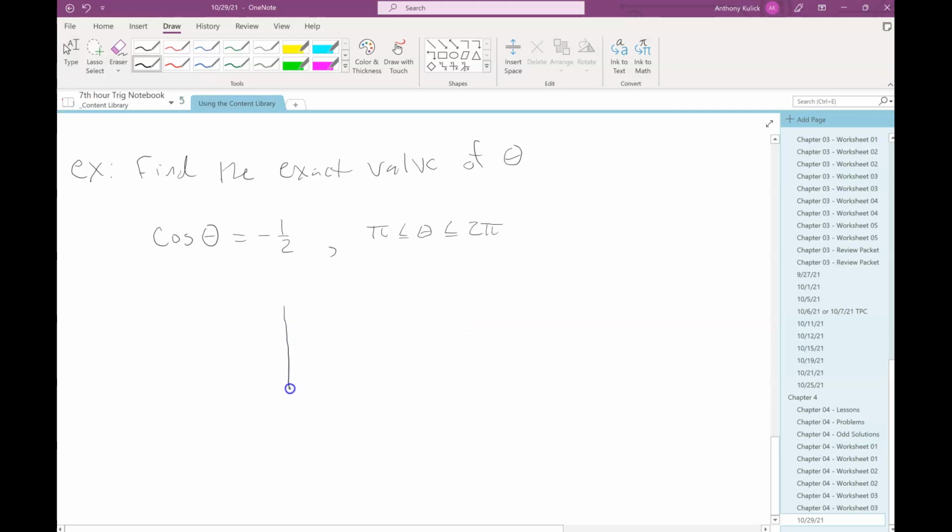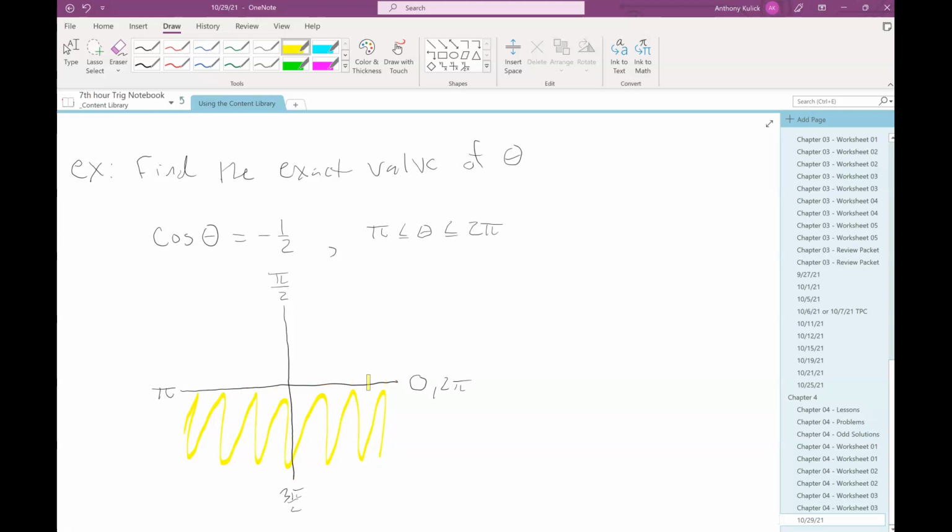So I'm going to start by figuring out where on my xy axis pi to 2 pi is. I'm just going to count around in the positive direction, so counterclockwise. So I go 0, pi over 2, pi, 3 pi over 2, 2 pi. So we're looking here in quadrants 3 and 4. Everybody okay with how I figured quadrants 3 and 4?